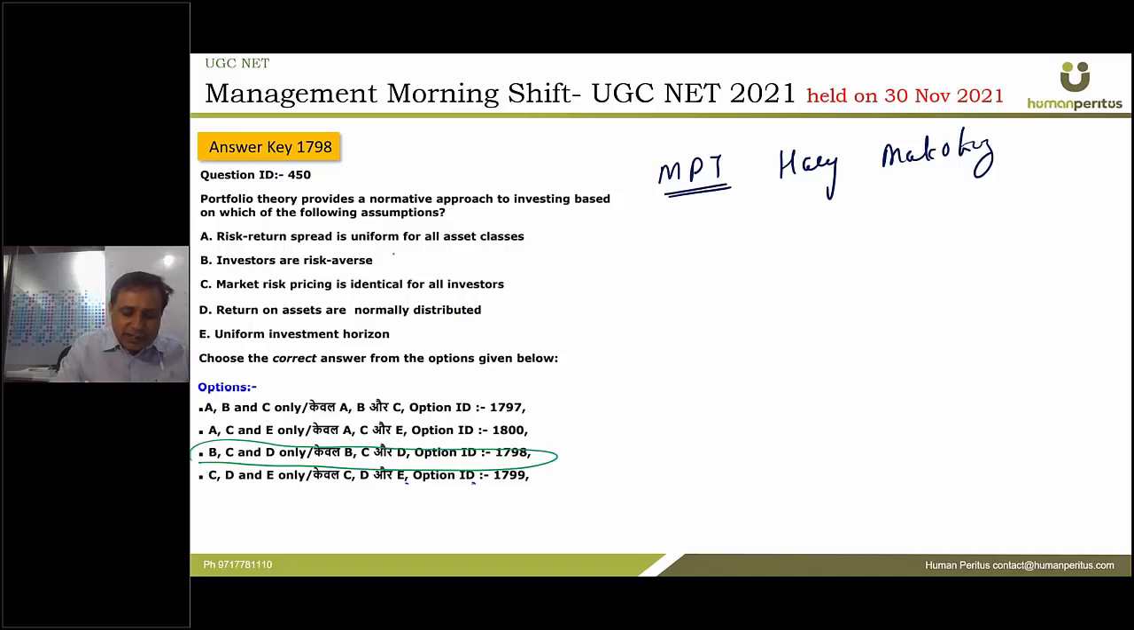And as you can say, risk averse and the price is same for all investors. They are normally distributed. In fact, this normally distributed is nothing but this normative approach only, if you can figure it out. So these two assumptions are not there, A and E, and therefore correct answer is our C.